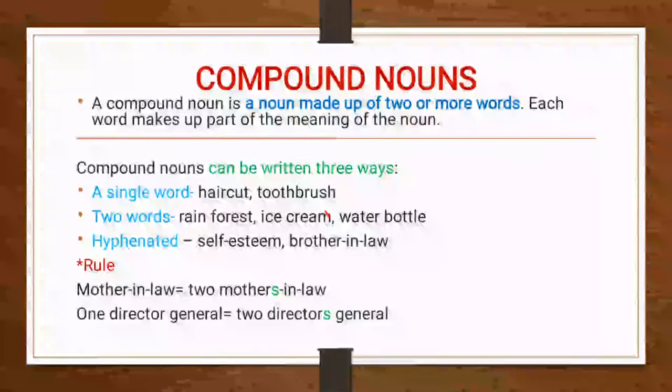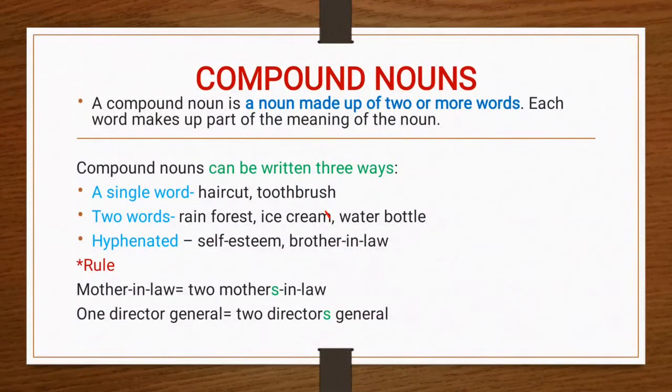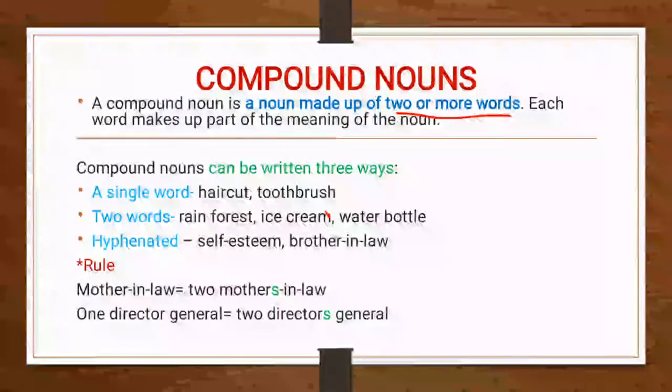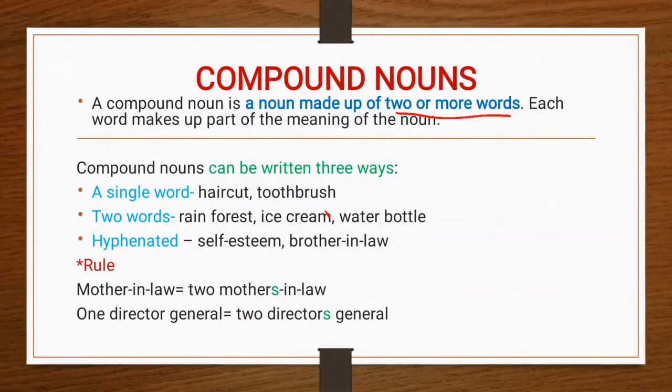Compound nouns. Now, a compound noun is a noun that is made with two or more words. Each word makes up part of the meaning of the noun. It is very important to understand and recognize compound nouns. Each compound noun acts as a single unit and can be modified by adjectives and other nouns. Compound nouns can be written three ways.